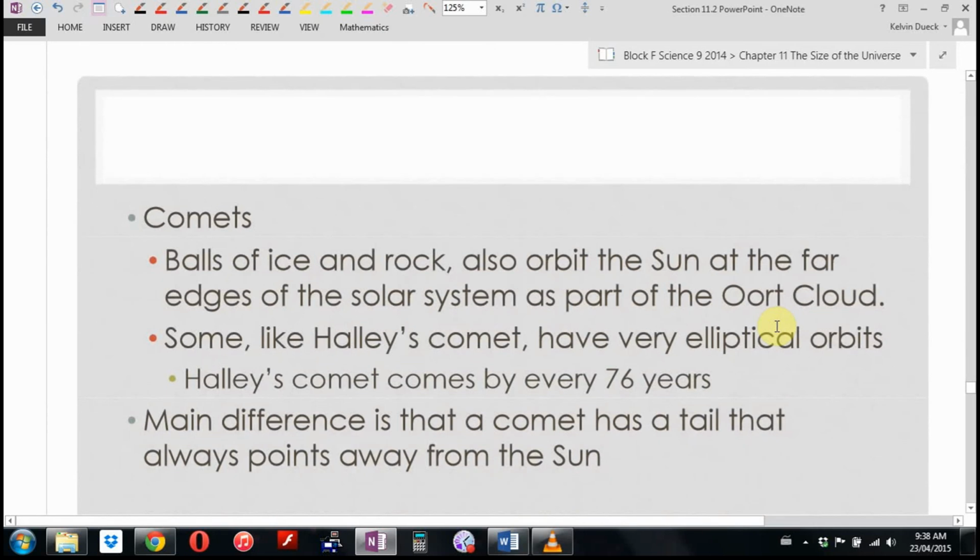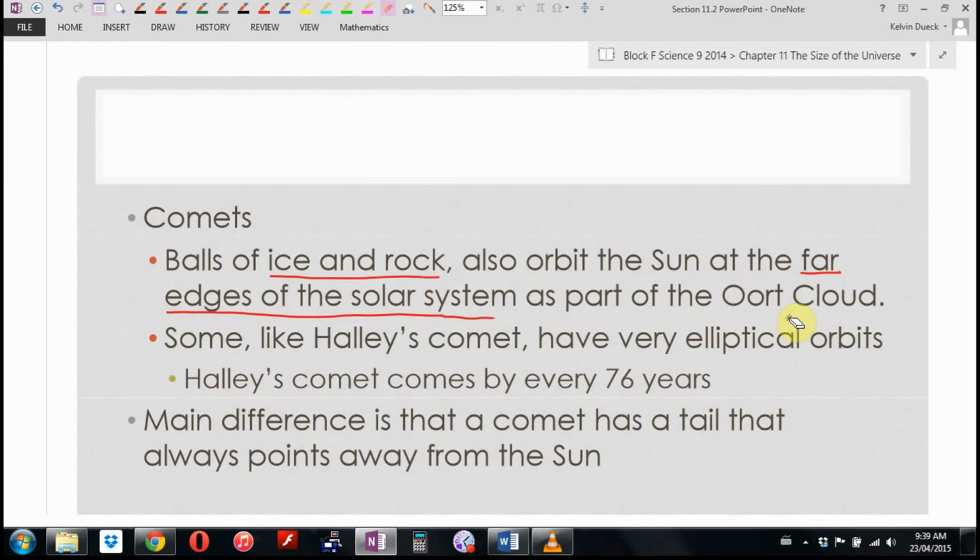Comets. Comets are big balls of ice and rock. They also orbit the sun at the far edges of the solar system. They're part of something that we call the Oort Cloud, named after the scientist who first hypothesized it. We think on the very, very edge of the solar system. Remember the video that we saw said that when the sun started fusing, it sent out a big blast of solar wind and cleared out a lot of debris? We think that's all gathered in the Oort Cloud, and those form comets.